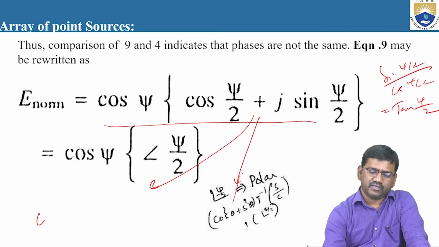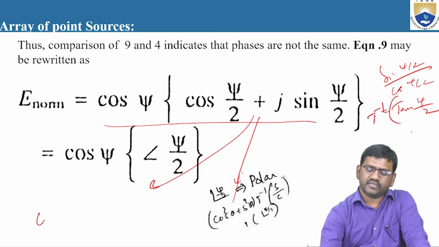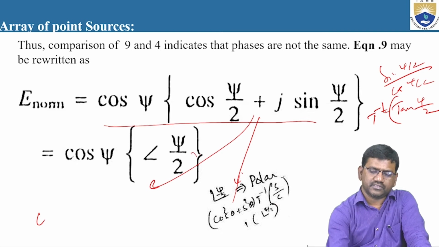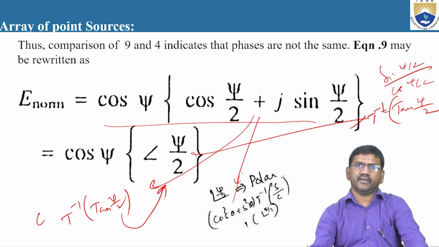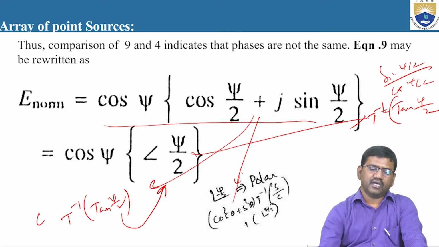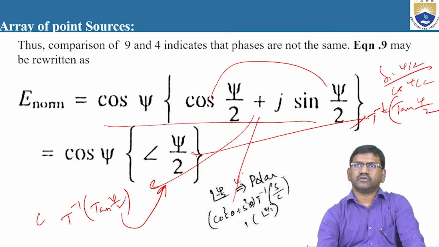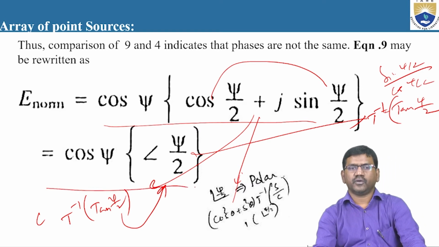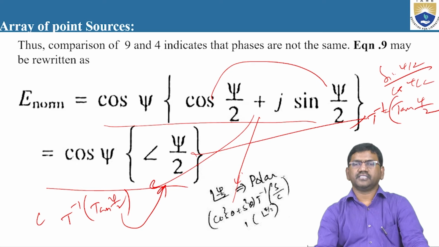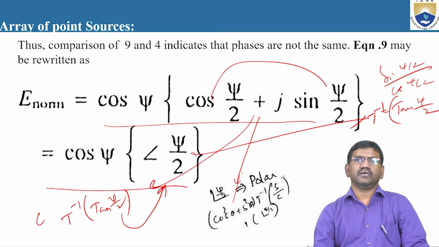So tan inverse of tan(psi/2) is equal to psi/2. We represent this as the angle psi/2. And we know that cos squared theta plus sin squared theta is equal to 1, so cos squared psi/2 plus sin squared psi/2 is equal to 1. So we represent this normalized electric field pattern of 2 point sources as cos(psi/2) at angle psi/2, which is denoted in the polar form.